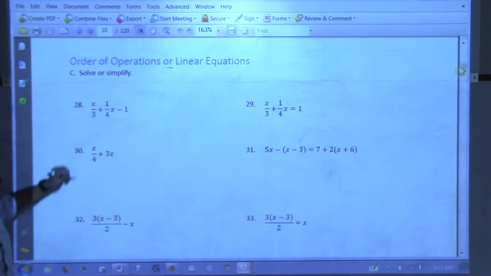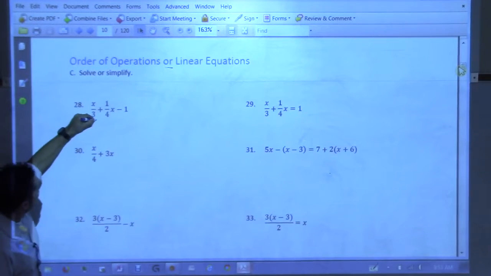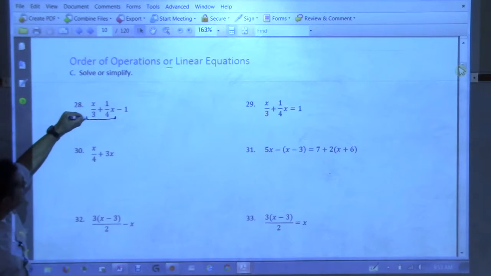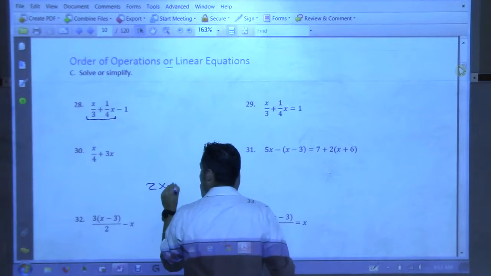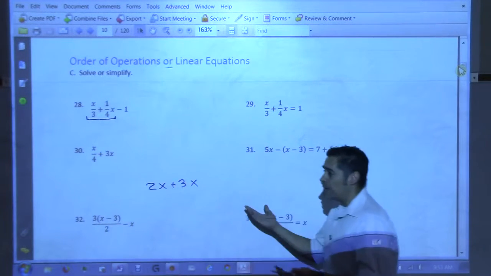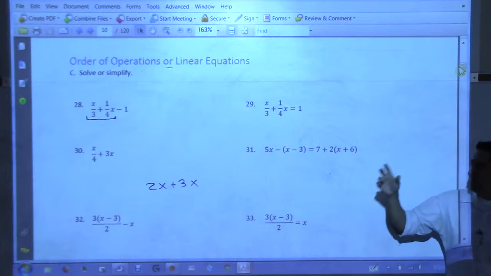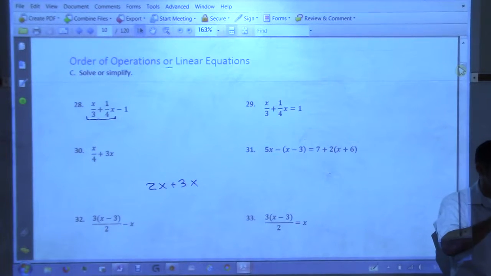Add the fractions. So these two right here both have x's in them, don't they? They both have an x. And because they both have x's, you could put them together. Just like if I asked you to take 2x and add 3x, you would say that that's 5x, right? But the difference is that those are both fractions with x's.